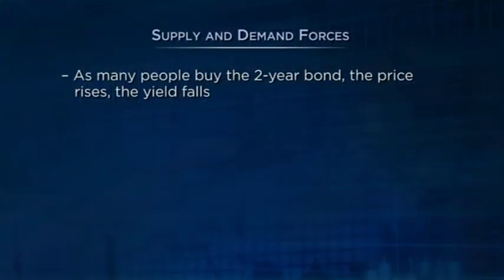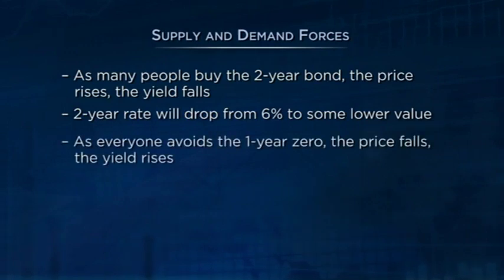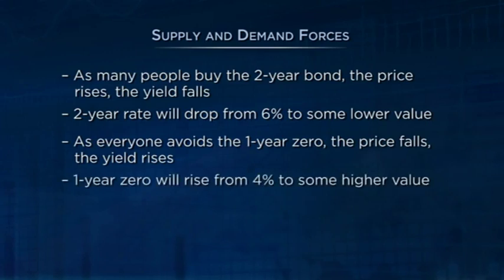But if everyone did that, what would happen to the prices of these bonds? We have many people buying the 2-year bond, which bids up its price, and as the price rises, the yield will fall. So the 2-year rate will drop from 6% to some lower value. And then if we have everyone avoiding the 1-year zero, the price of the 1-year will fall. And as it falls, the yield on that 1-year zero will rise. It will rise from 4% to some higher value.